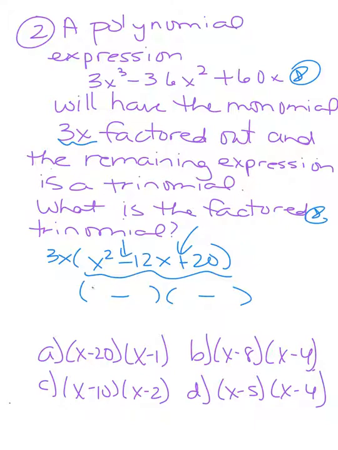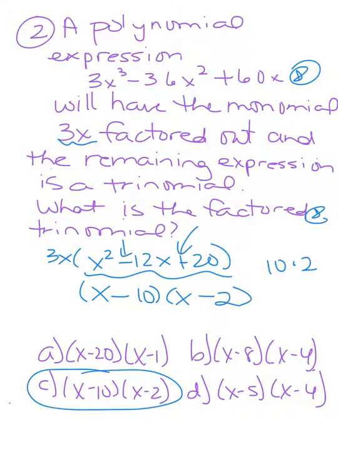The only way I'm going to get to x squared is x and x. So I'm looking for factors of 20 that when I add them together, I get 12. So that's going to give me 10 times 2, which is 20, and when I add them together, I get 12. So my 10 goes here, my 2 goes here, and I realize letter C is my correct response.